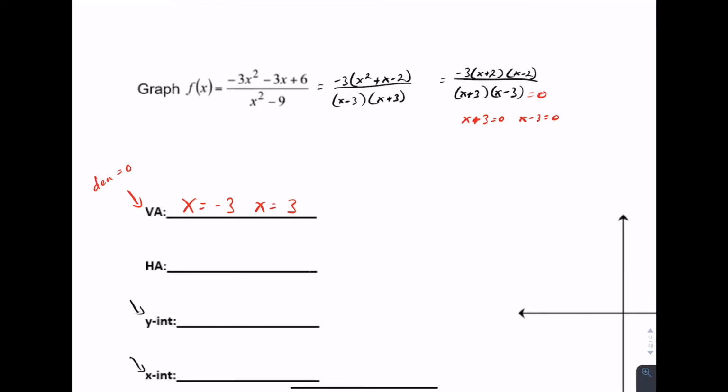Horizontal asymptote. That's the top heavy, bottom heavy, or equal scenario that we just talked about. I'll do that one in blue. In this case, we see that we are equal. So our answer is -3 over 1, which is just -3.